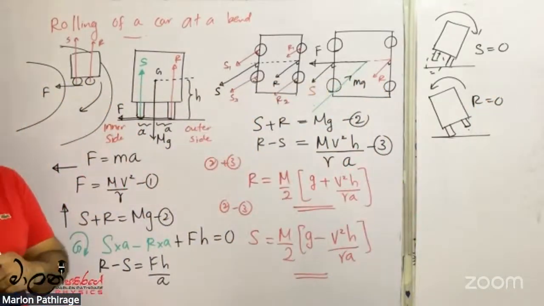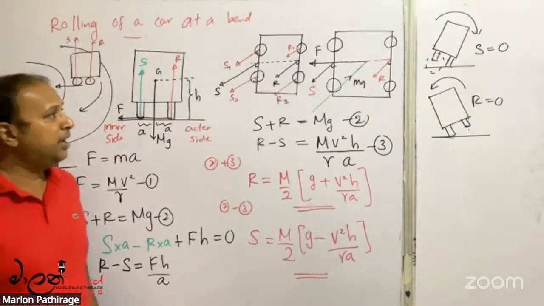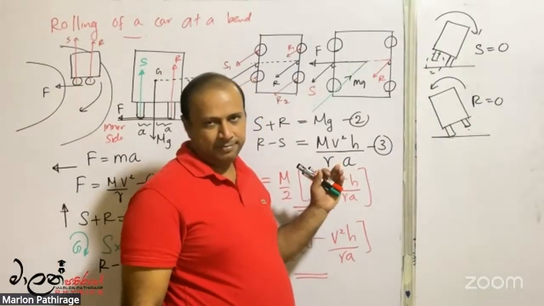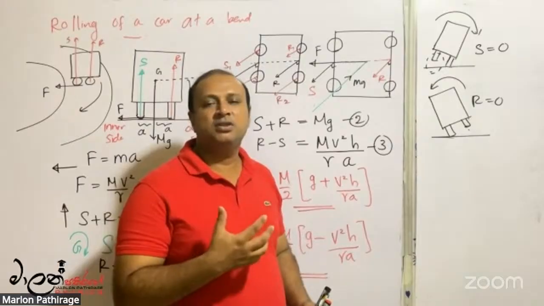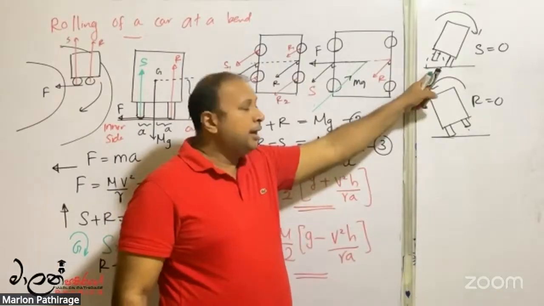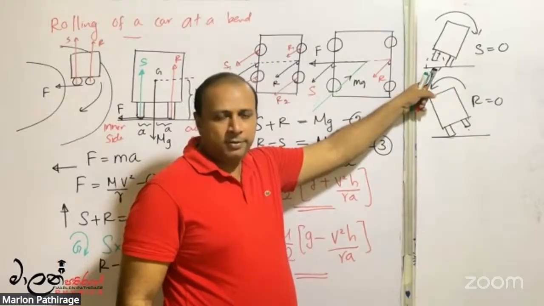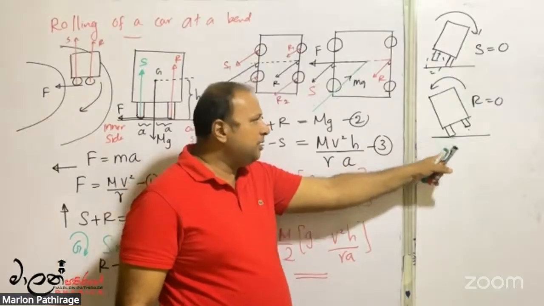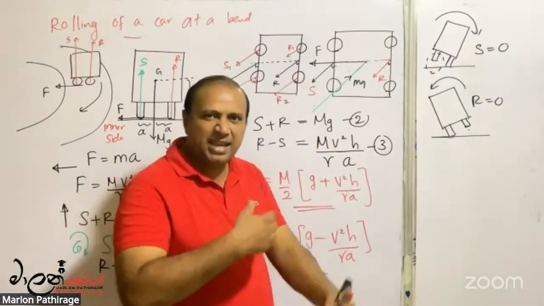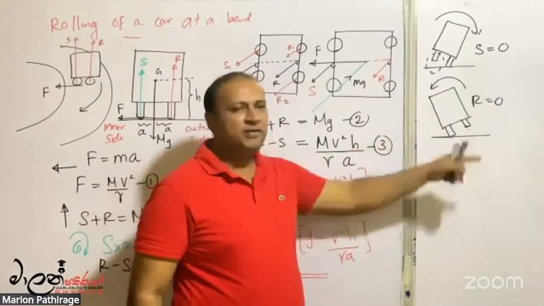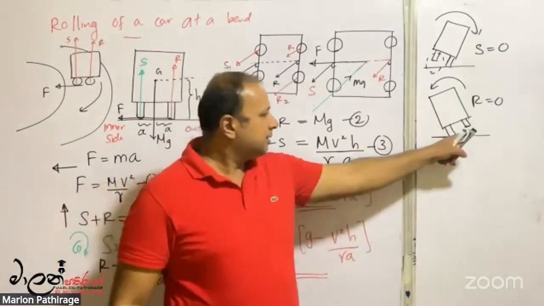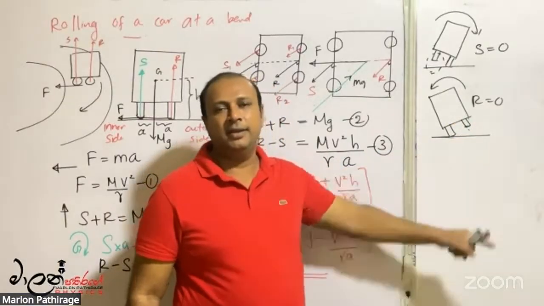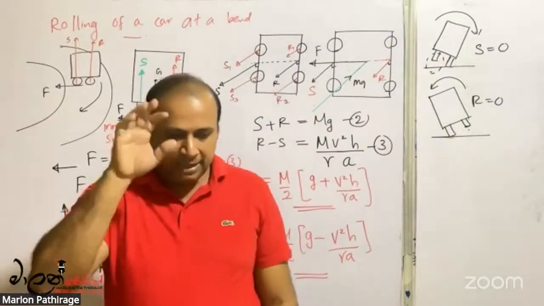Therefore, if there is a rolling into the inside of the bend, R will be 0. R means the reaction force, the contact reaction between the outer tire and the road. It will be 0. Is that clear?